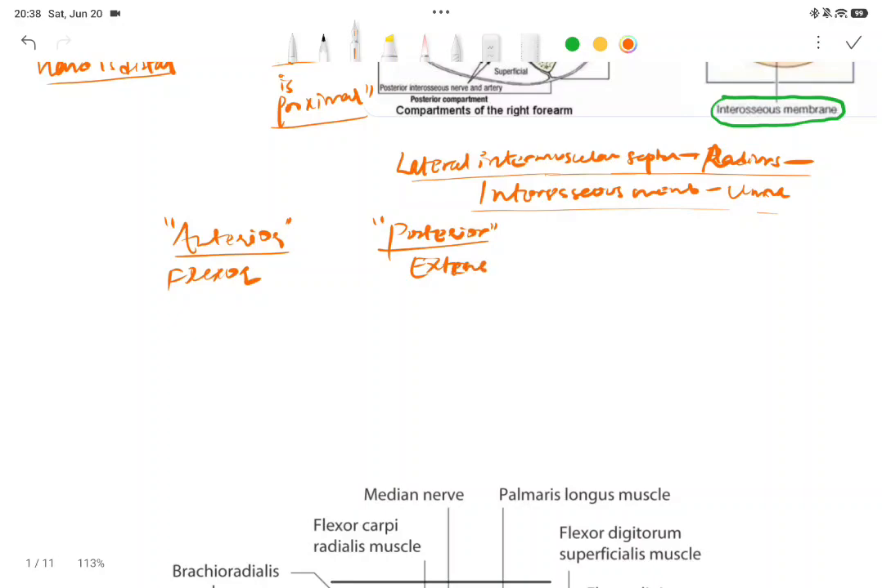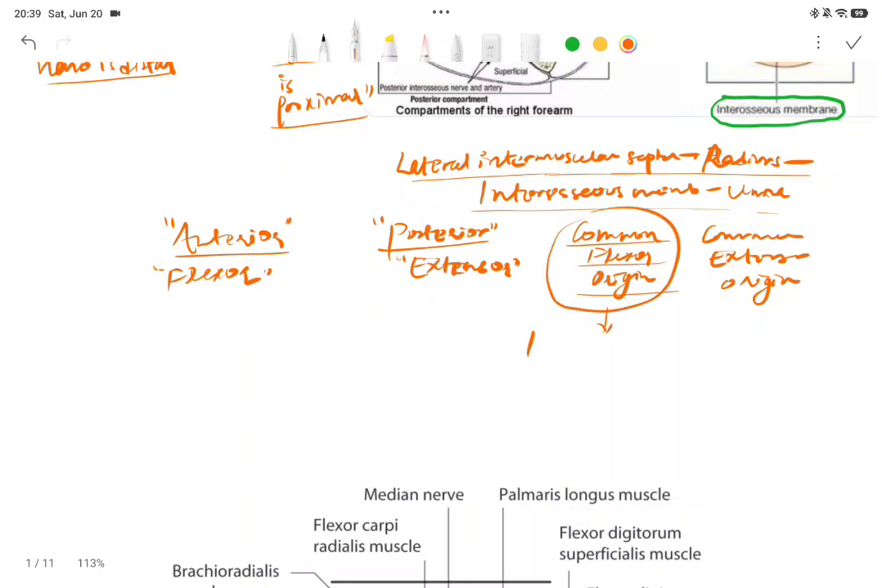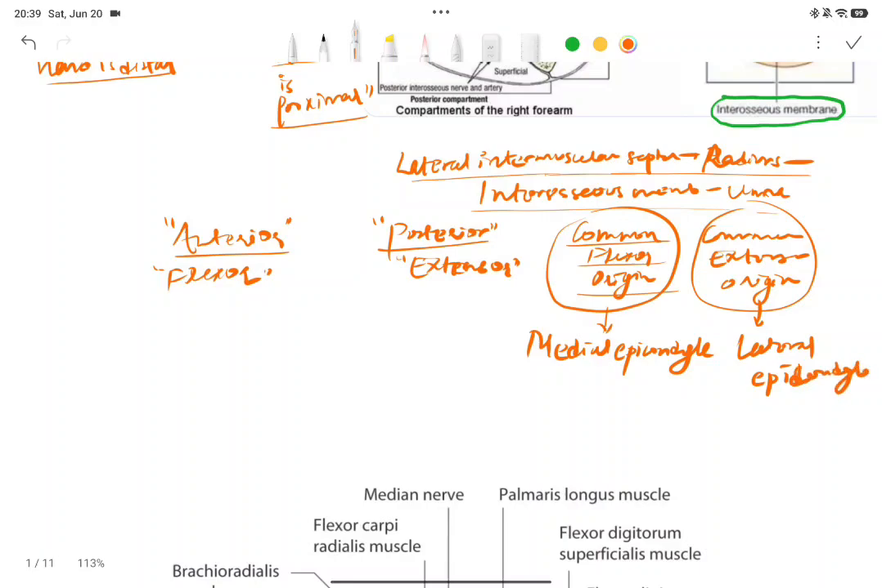There are two terms, common flexor origin and common extensor origin. Common flexor origin means that most of the flexor muscles originate from the medial epicondyle of the humerus, while the lateral epicondyle is the common extensor origin. Most of the muscles of the anterior compartment, the flexor compartment, originate from the medial epicondyle of the humerus.